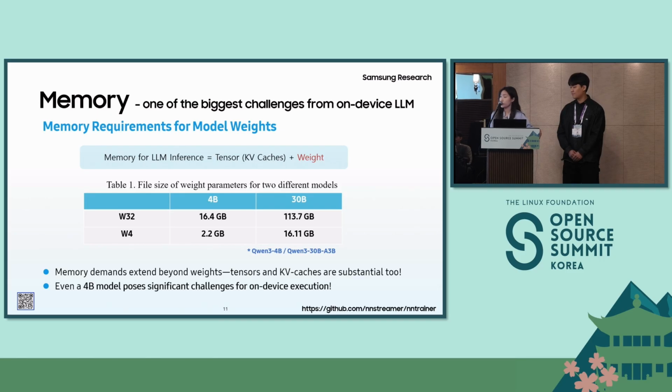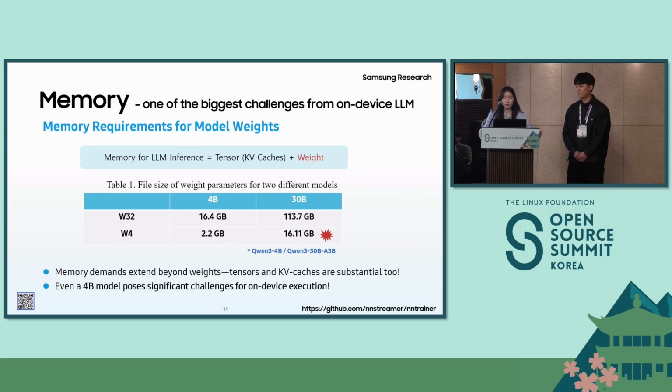However, the 30 billion model requires over 16 gigabytes for its weight alone. So when we think of a typical mobile phone's total RAM being around 12 gigabytes, then running that 30 billion model on device seems impossible. And remember, these tables show weight size only. So to actually run these models, we need even more memory for activations and KV caches as well.